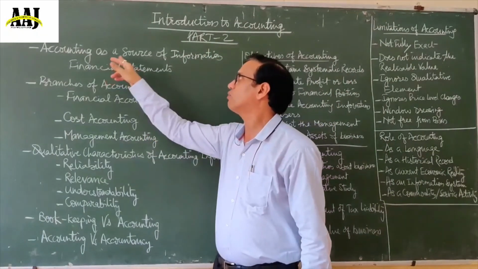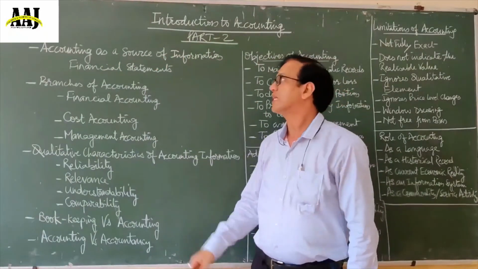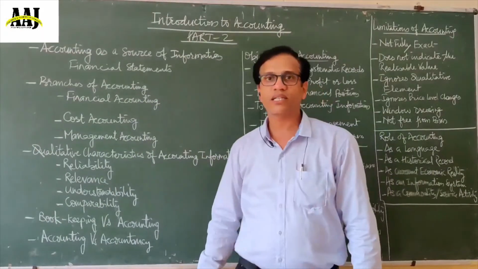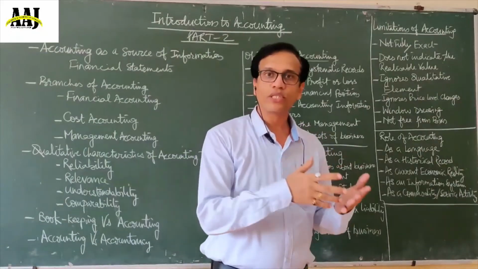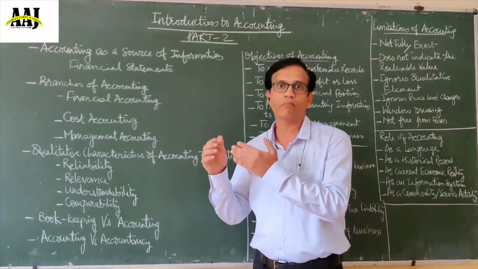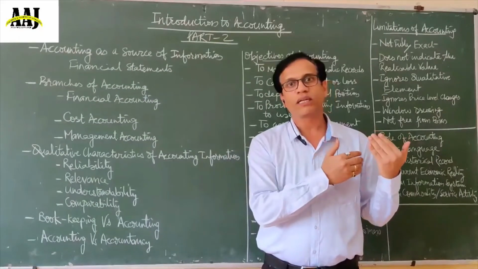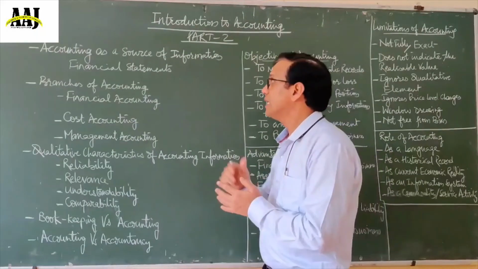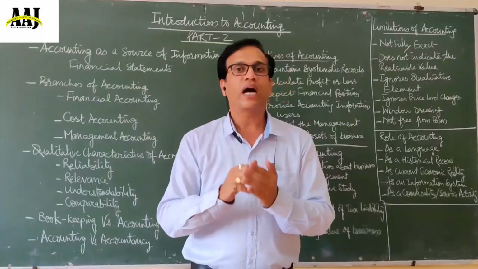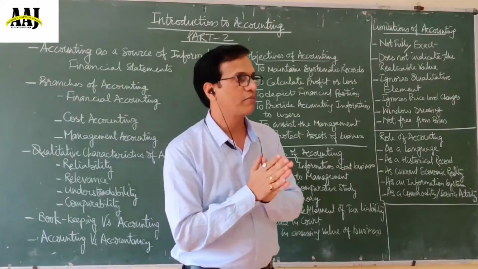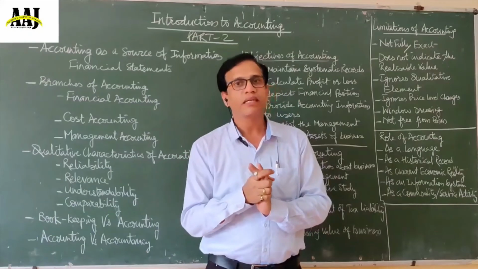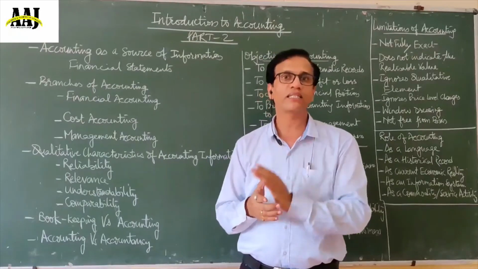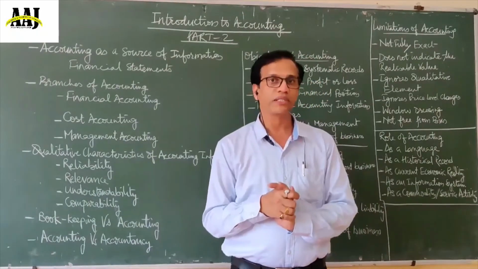So if we talk about accounting as a source of information, then we always talk about financial statements. These financial statements are then utilized by the users, which we have already discussed in our previous video. To know about them, you can again view the previous video number 1 of this chapter. These financial statements are divided into two statements. First is the income statement, which reveals the profit or loss amount, and second, the balance sheet, which tells us about the financial position of the business.